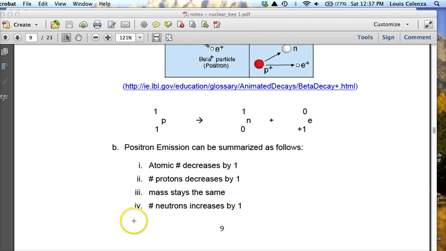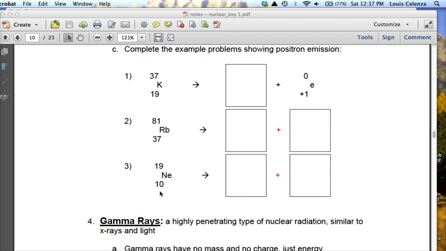I'm just going to go right to the examples since they don't really ask you a lot about it. So here's a couple. I'm only going to do the first two. So again, this particular isotope of potassium is unstable. It's going to give off a positron, but notice now this charge is a +1, so I have to be very careful. The mass is still going to be the same. It's still going to be 37 for the new element.